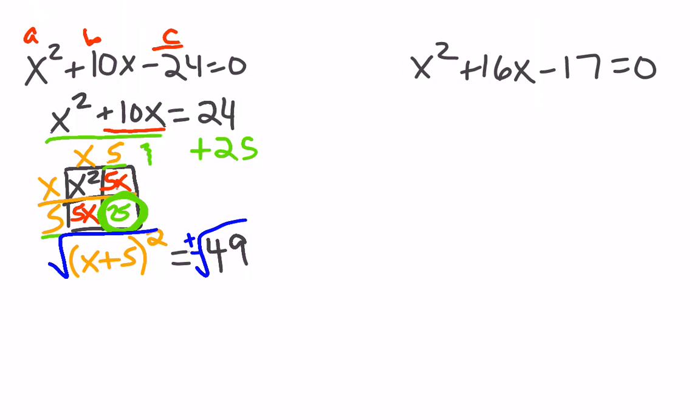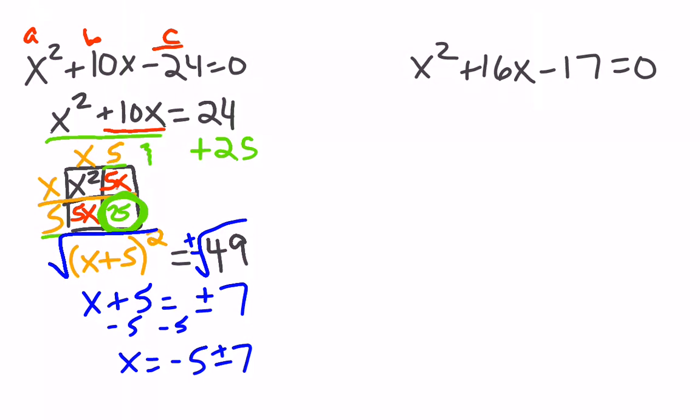Don't forget your plus or minus. So x plus 5 equals plus or minus the square root of 49, which simplifies to 7, and then subtract the 5 over. So that will give me x equals negative 5 plus or minus 7. And I can combine these. So negative 5 plus 7 is 2, and negative 5 minus 7 is negative 12.